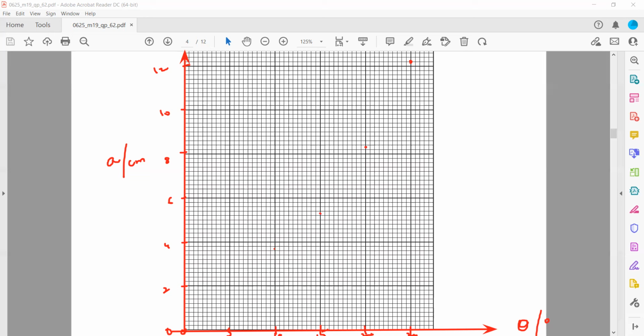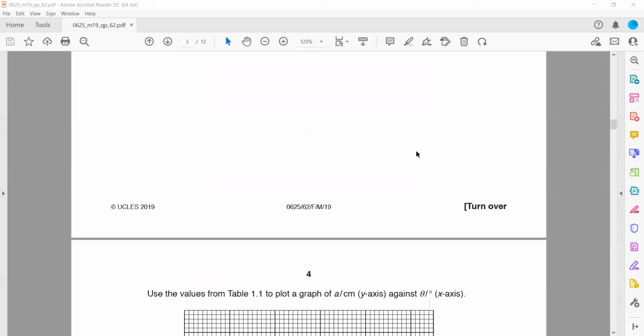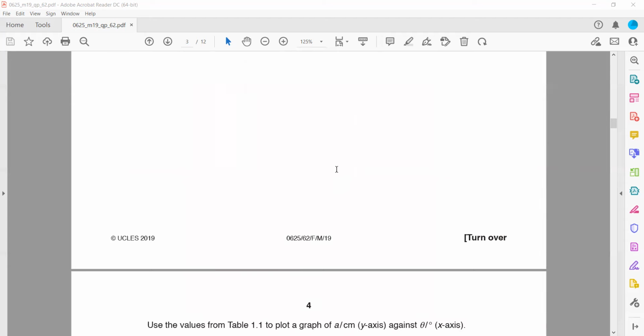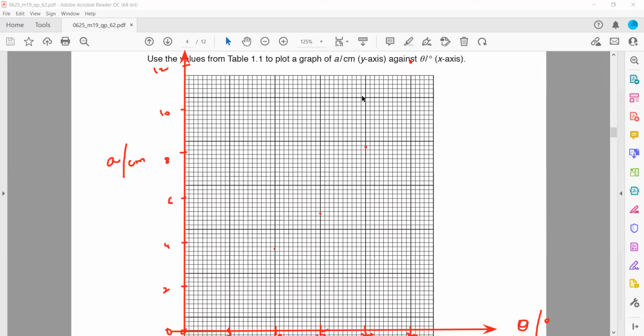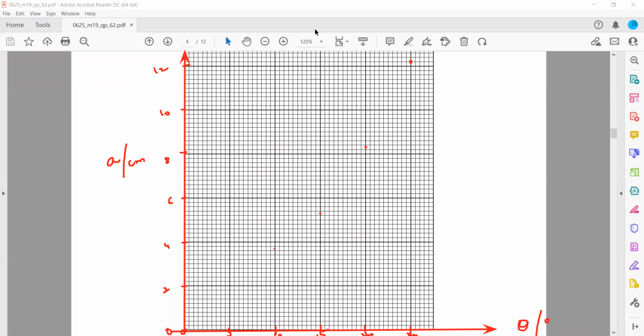And the last value, 5 and 1.8. That was 3.6. 10 and 3.6 was there. So 10 and 3.6 will be here, and 5 and 1.8. So this one is 5 each. This one is 1, 1.2, 4, 6, and 8. So these are the points which we have.